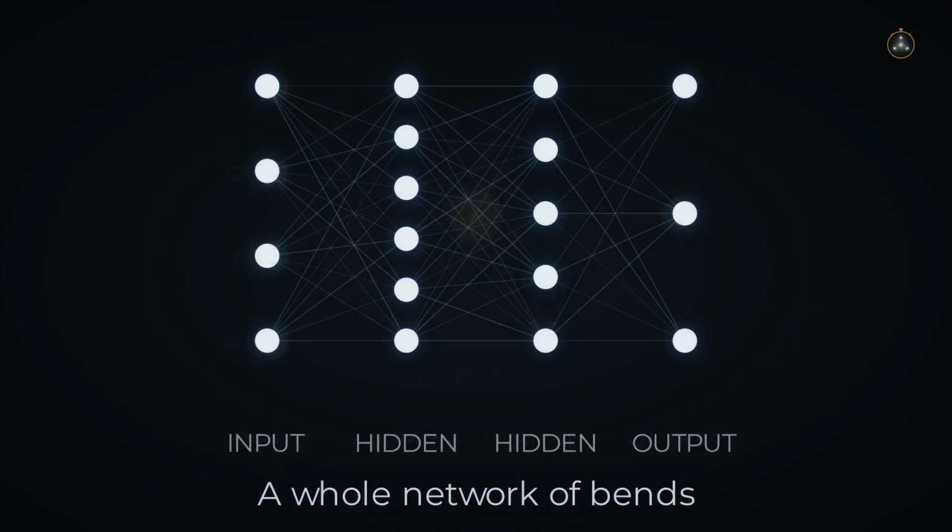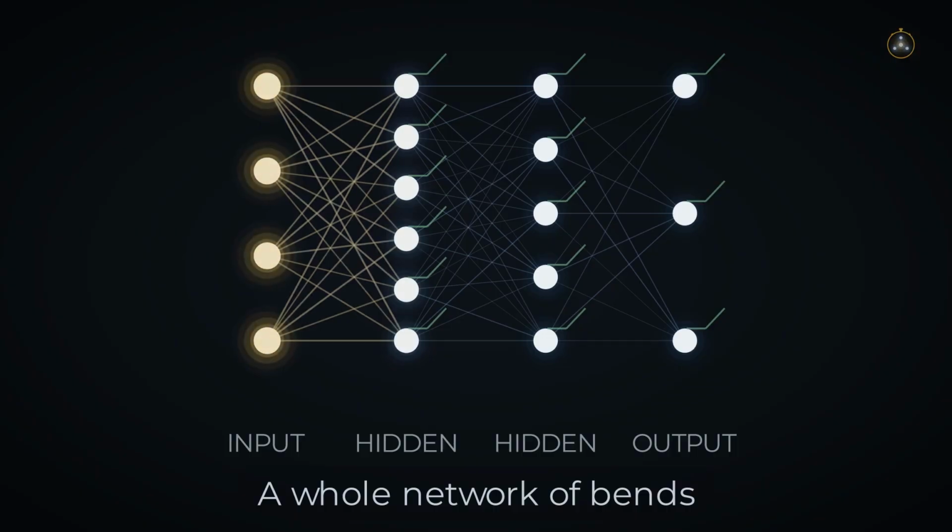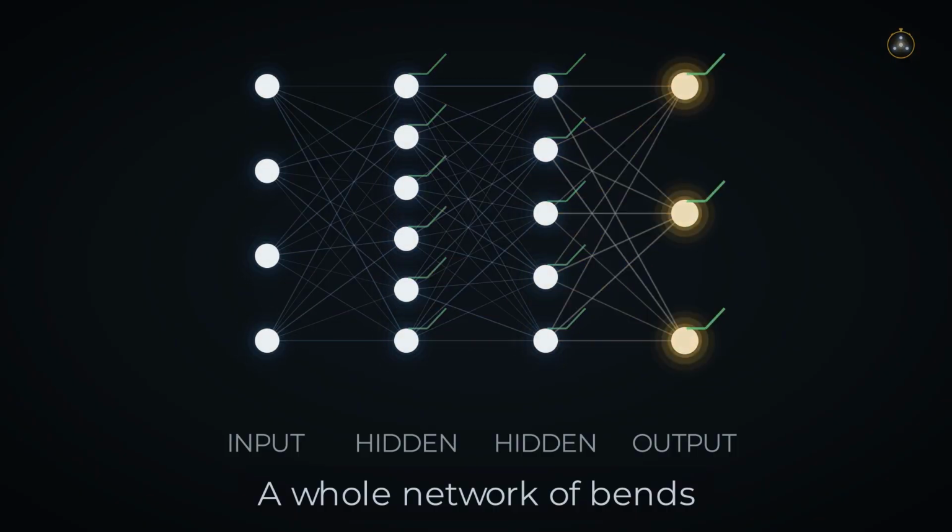Now zoom out. Wire thousands of these bending neurons into layers and watch each one add its own fold. The weights set the connections. The bends are what let the whole thing fit a curve.